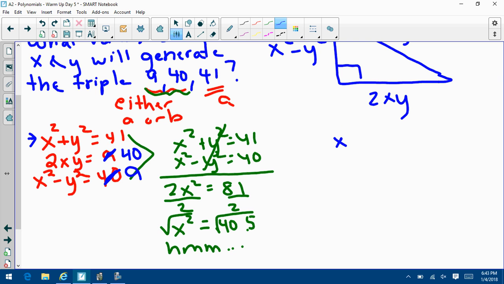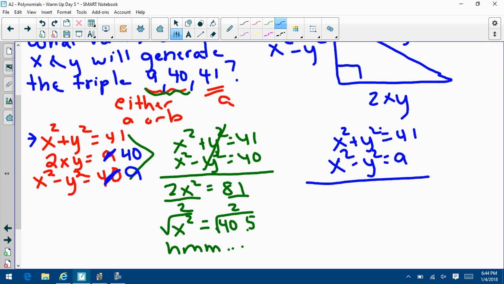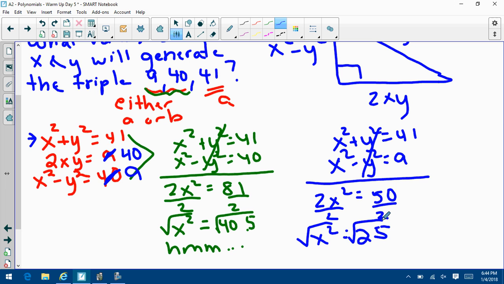Okay, so now I'm going to do the same thing. I'm going to take x squared plus y squared equals 41. And this time x squared minus y squared equals 9. Maybe this will give us better luck. So I get 2x squared equals 50. Divide by 2, divide by 2. X squared equals 25. It's looking good. Square root. X is 5. So that is a value of x I can use because it's an integer.